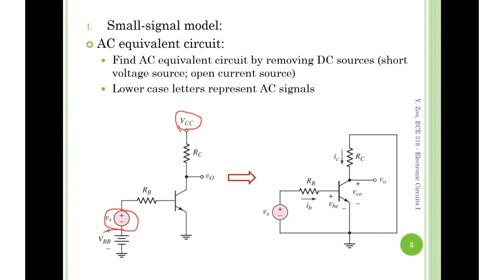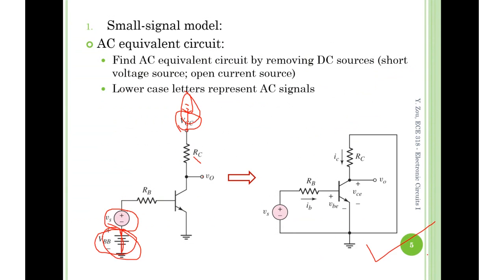Here, there's a DC biasing, for whatever reason. And how to find the AC equivalent circuit? We are shorting the DC voltage sources. VBB shorted to the ground. VCC shorted to ground as well. So if you flip RC down, so that you can short the ground up here and the ground down here, you end up with this AC equivalent circuit.